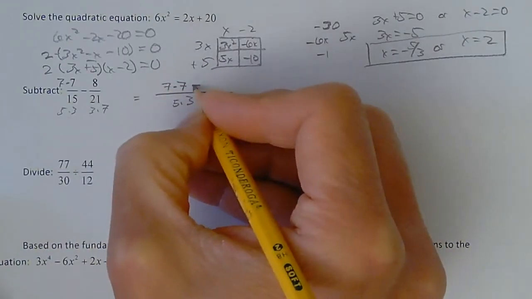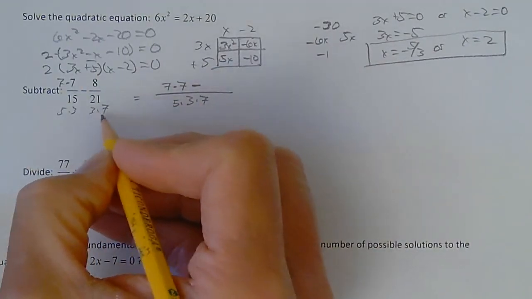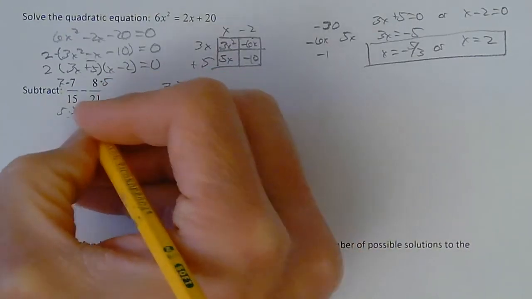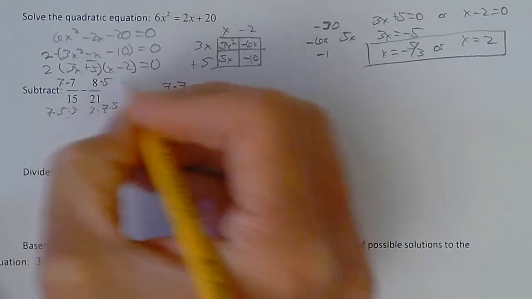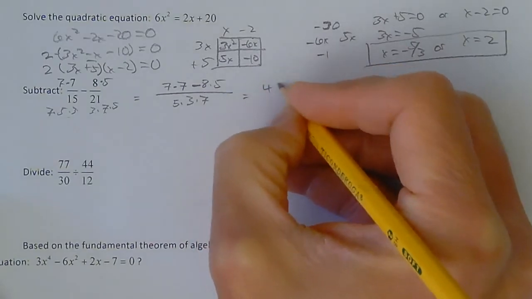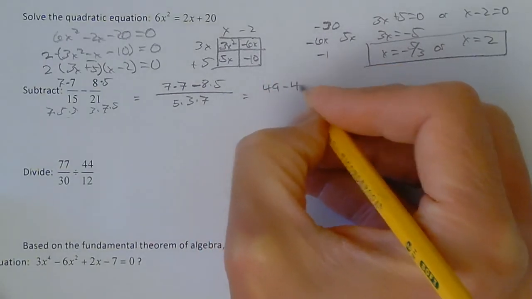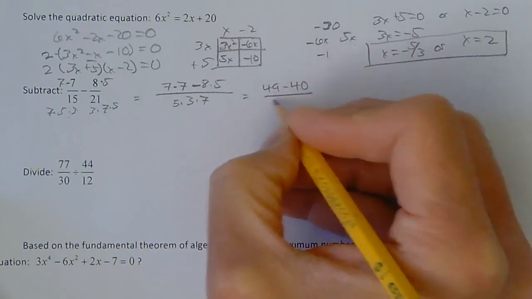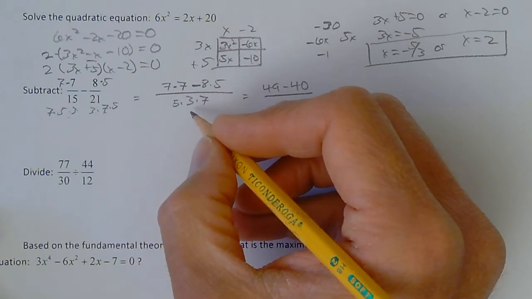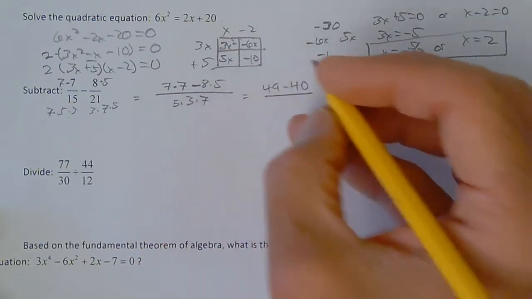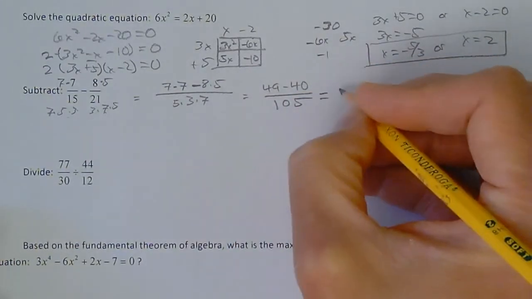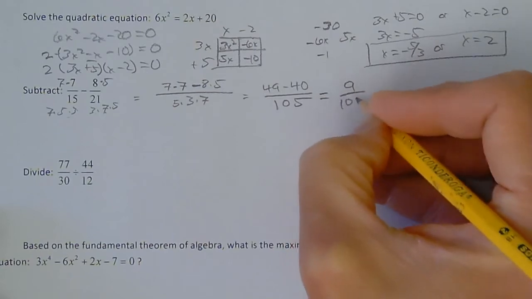And then there's subtraction. This had the 3 and the 7 that it needed, but didn't have the 5, so I need to multiply by 5. 8 times 5. So this is a 49 minus 40 divided by 15 times 7, or 21 times 5. 21 times 10 would be 210, so 105 is the denominator there, and that's 9 over 105.